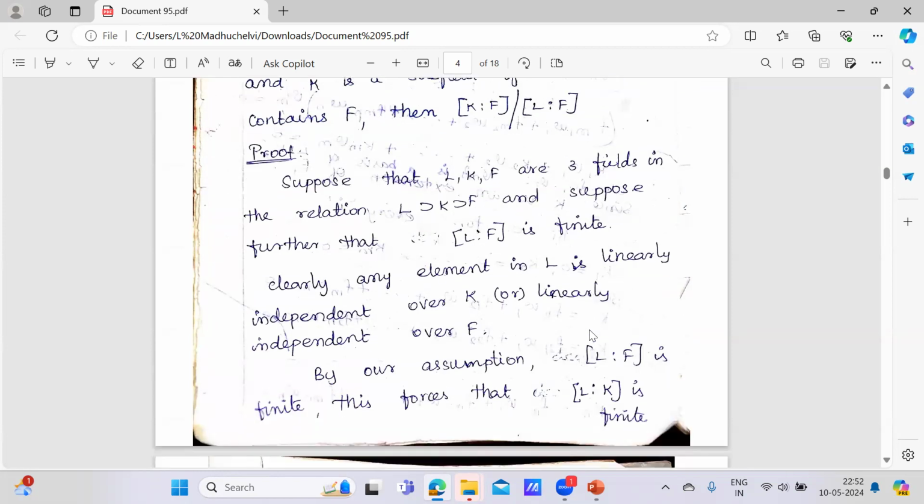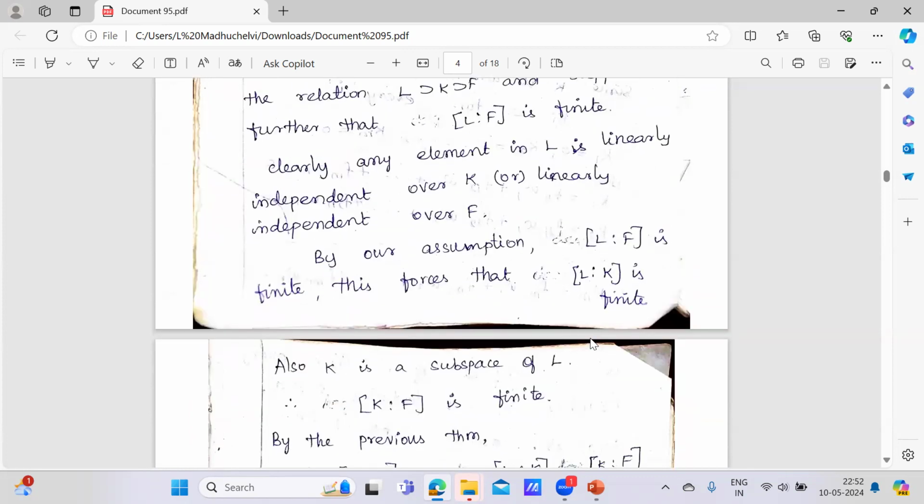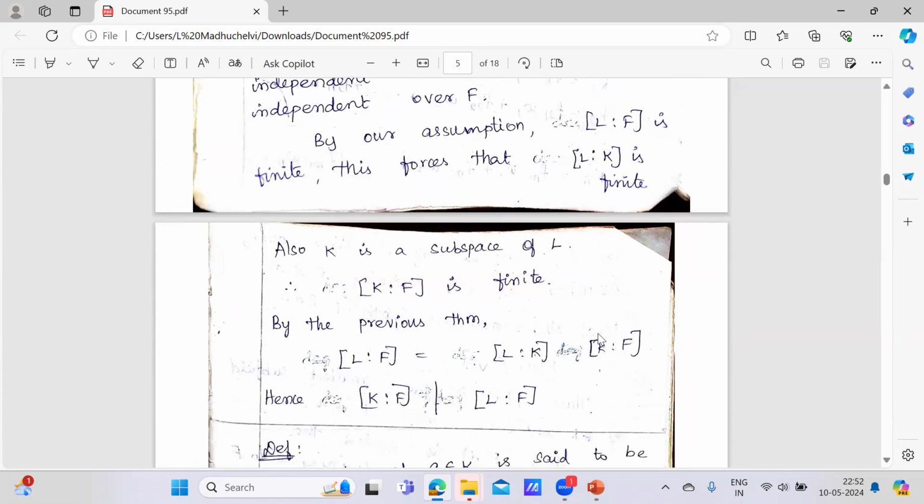And suppose further that the degree of L over F is finite. Clearly, any element in L is linearly independent over K or linearly independent over F. By our assumption, the degree of L over F is finite. This forces that the degree of L over K is also finite. Then also K is a subspace of F. Thus, the degree of K over F is also finite.